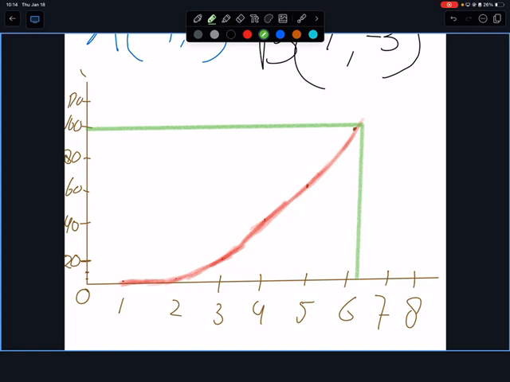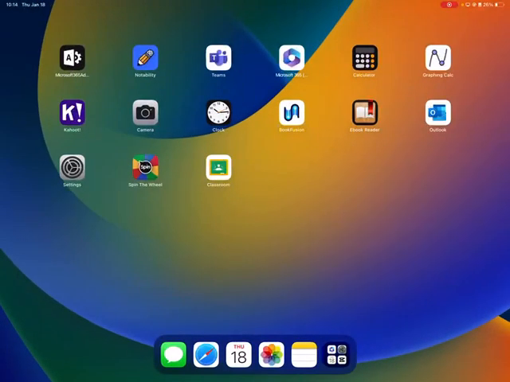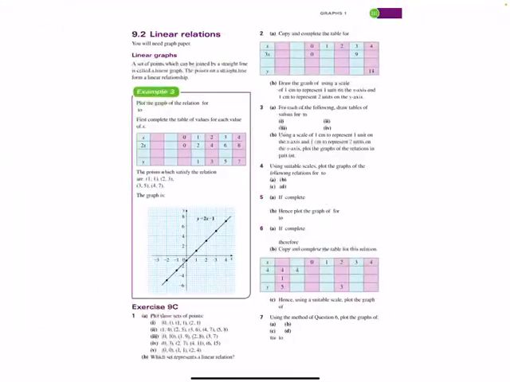So this is finding coordinates, placing coordinates in a graph. The second thing, which you already know about, 9.2, is a linear equation.